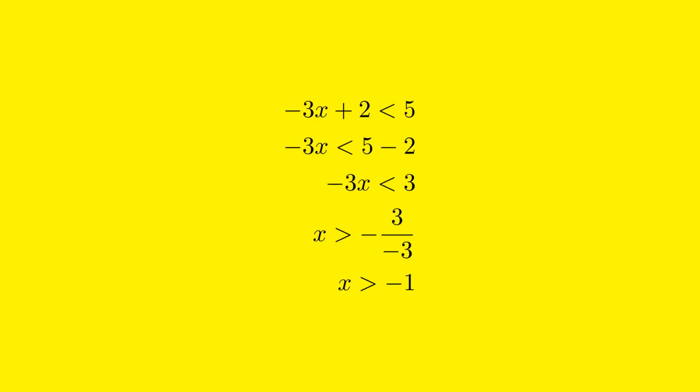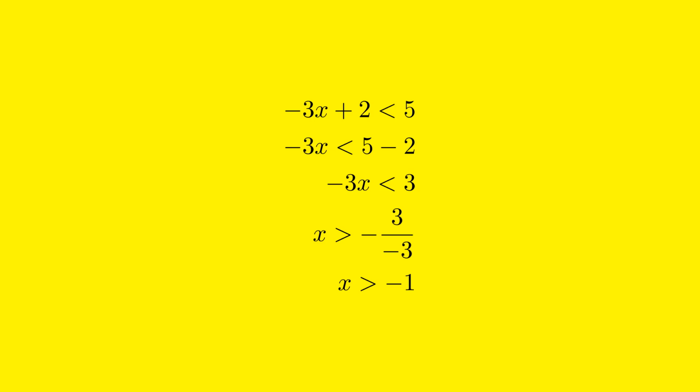Let's solve the inequality -3x + 2 < 5. In the first step, we aim to isolate the term with x in the inequality. We do this by moving the positive 2 on the left-hand side to the right by subtracting it from both sides. After this operation, the inequality reads -3x < 5 - 2. In the next step, we simplify the right-hand side by executing the subtraction. This gives us -3x < 3.